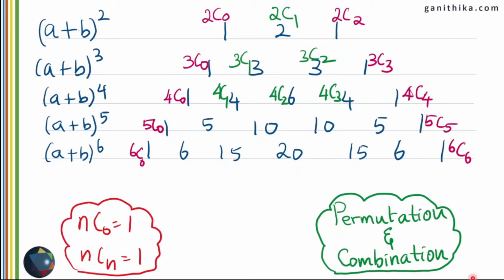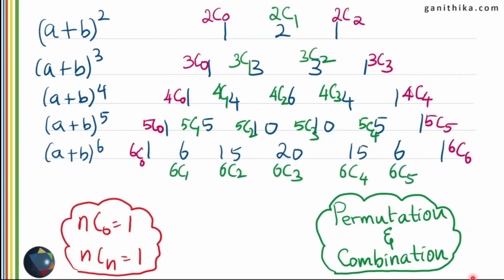Pause the video here and fill in the places for (a + b)^5 and power 6. Are you ready? 5C0, 5C1, 5C2, 5C3 and 5C4. Next is with 6. 6C1, 6C2, 6C3, 6C4 and 6C5, and the extremes are 6C0 and 6C6.